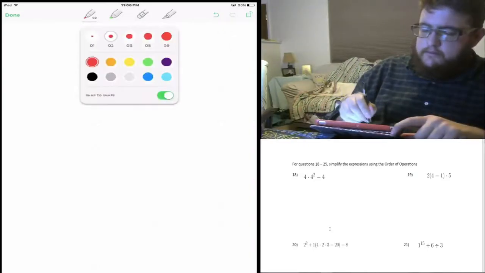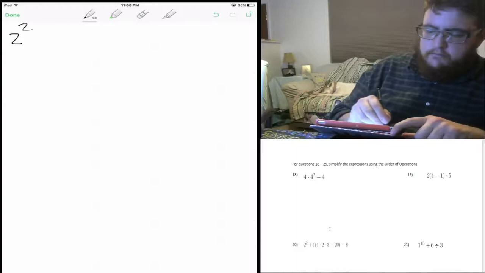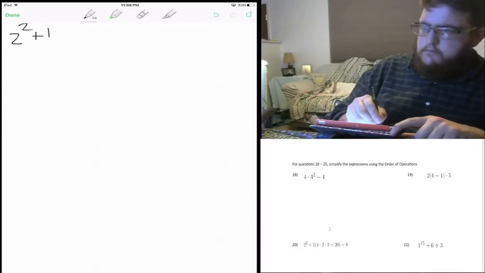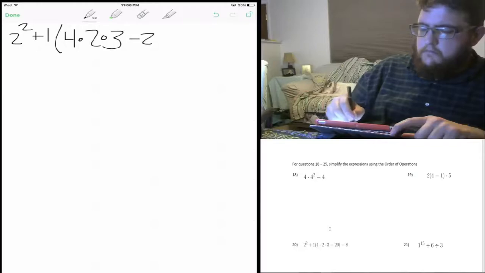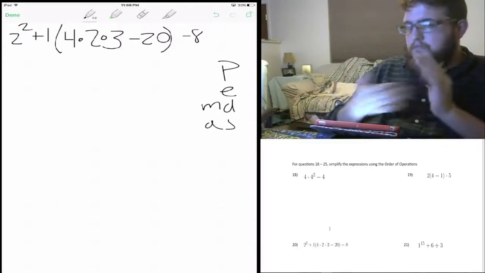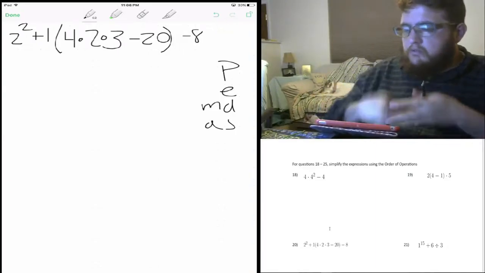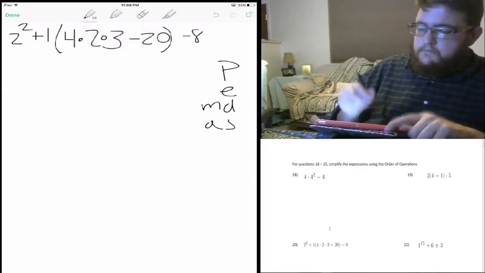Alright, number 20. 2 squared plus 1 times the quantity 4 times 2 times 3 minus 20, in parentheses, subtract 8. So again, I'm going to write down my PEMDAS, my order of operations. I depend on that. I think that you should get in the habit of writing it down as well.